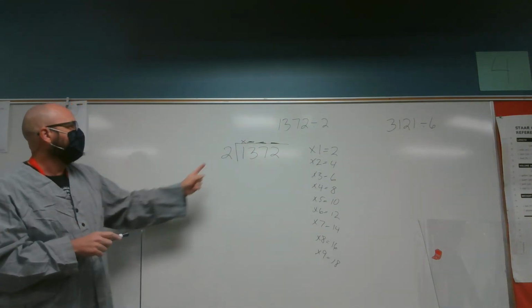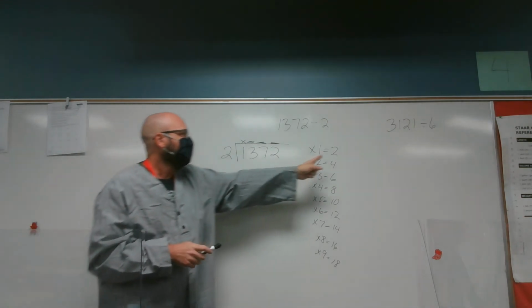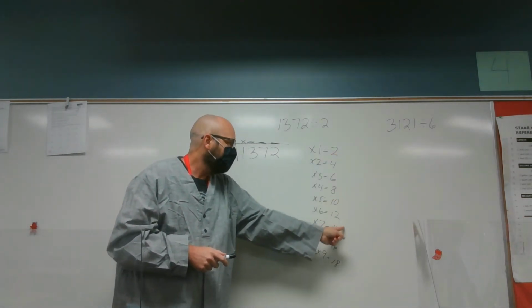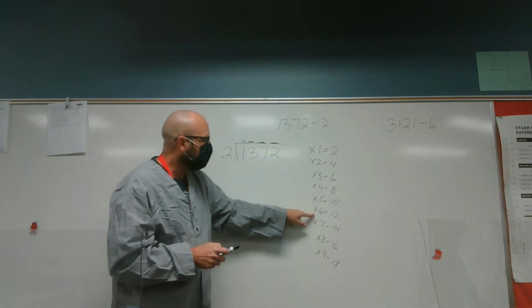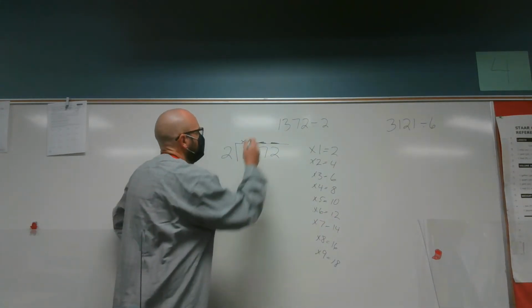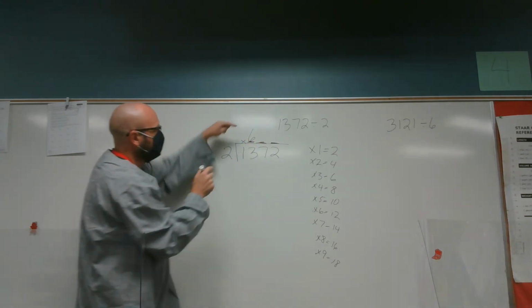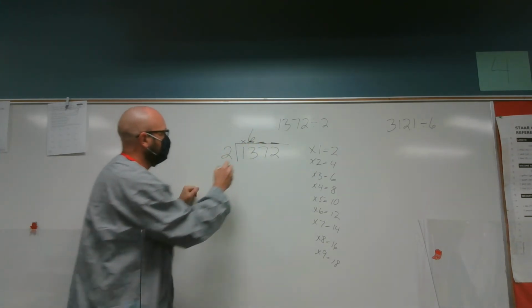Now I have to find out how many times 2 goes into 13. Well, I check my multiples. Oh, 14 is too big, so it must be 12. And 2 times 6 is 12. So 2 times 6, and then if I look at it, 6 times 2 is 12.